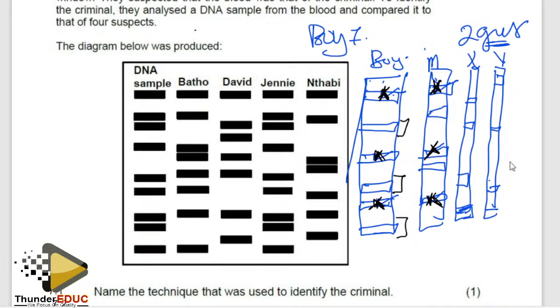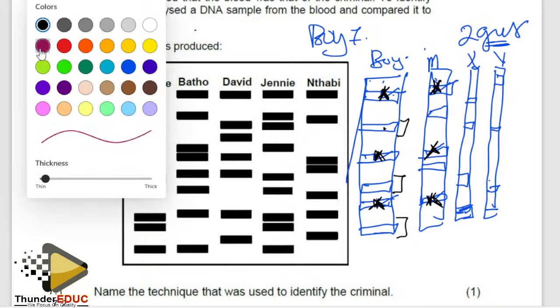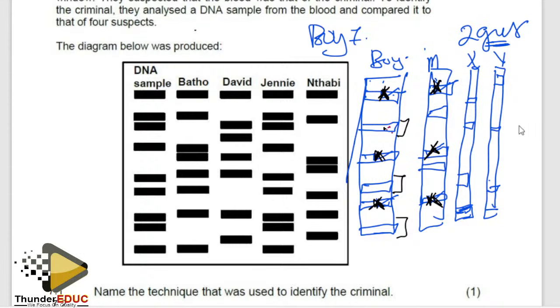If there is one bar which is not corresponding, then that's not a father. Is it clear? Yes. Now I come here, I look for this. What does this one correspond with? If there is no one who is corresponding with it, then it is out. You understand? So this bar corresponds with this, yes.